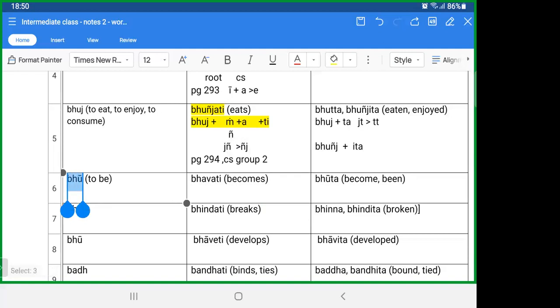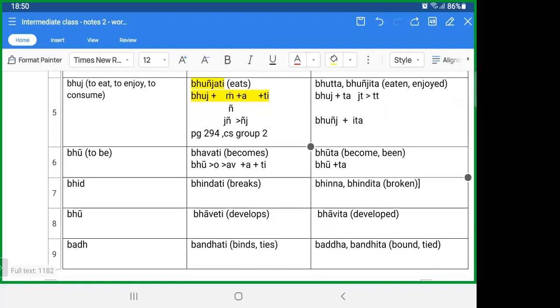Basically, you have the bhū. I think I also showed it in the basic class. It changes to O, changes to AV, and then you need to plus the A and T, right? And here is very easy. You have the bhū and you plus the ta, okay? So it becomes or been, that's all. So this one is also not difficult, all right?